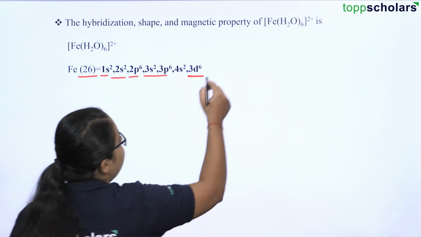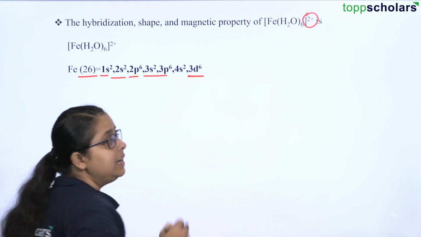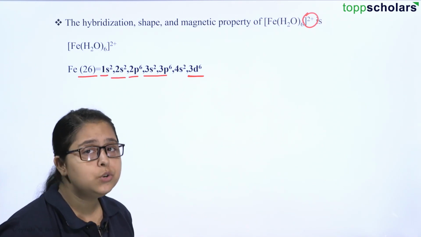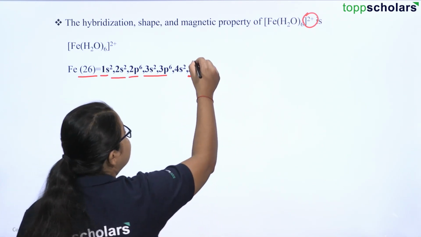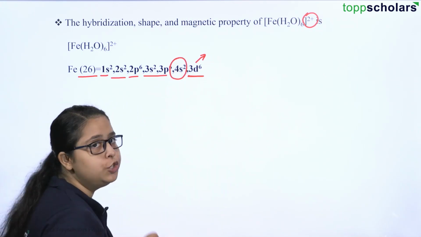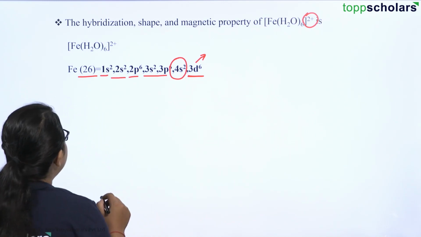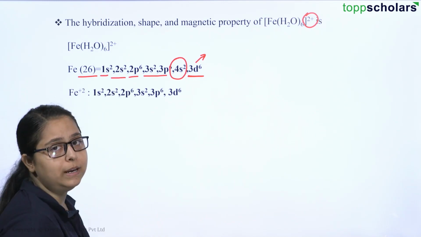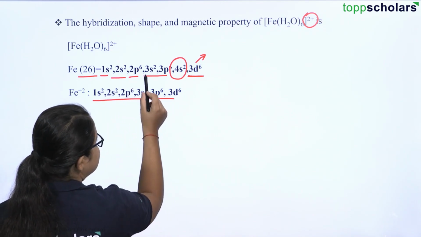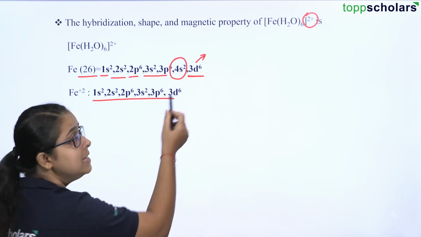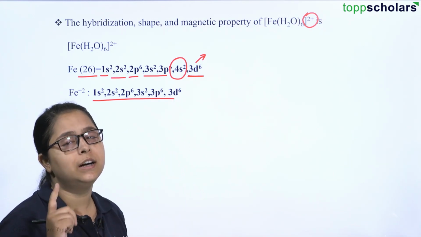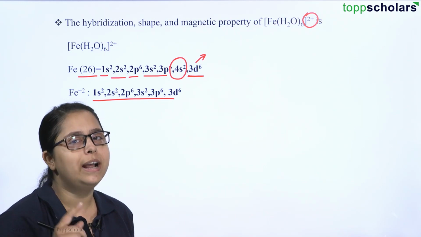Now, if I want to have this 2+, then I need to lose 2 electrons and these 2 electrons will not be lost by this d6 but they will be lost by this 4s2. Okay, hence if we will see the electronic configuration of Fe2+, you can have a look that we are having 1s2, 2s2, 2p6, 3s2, 3p6 and then this 3d6. So we are not having 4s2. That means we have lost the 2 electrons present in 4s orbital.